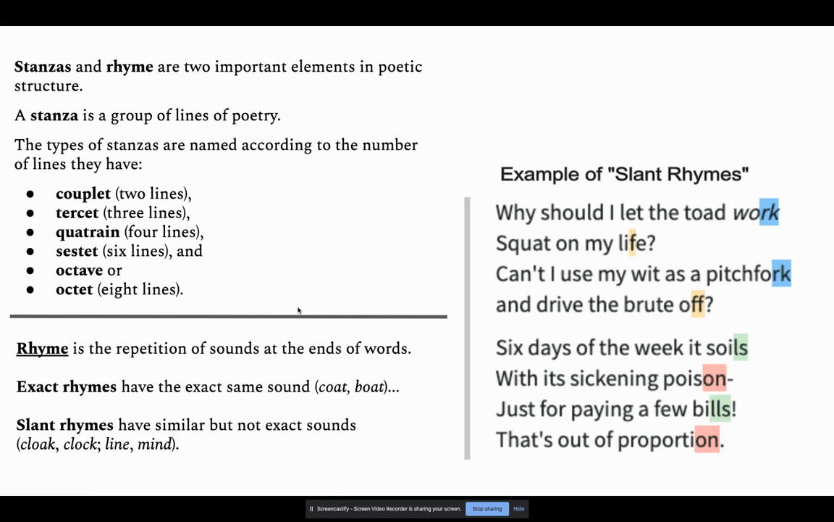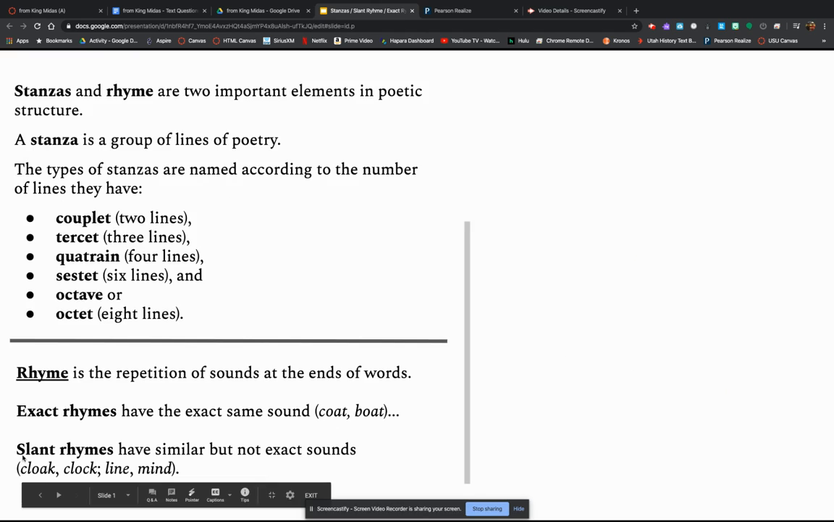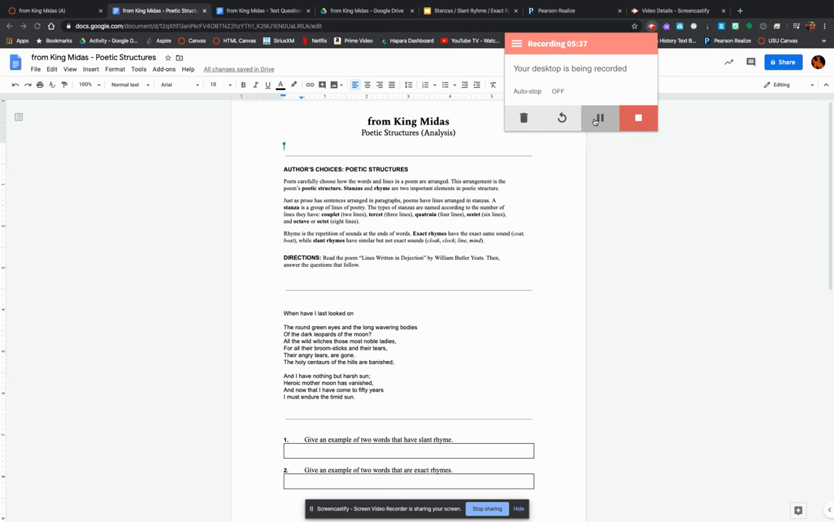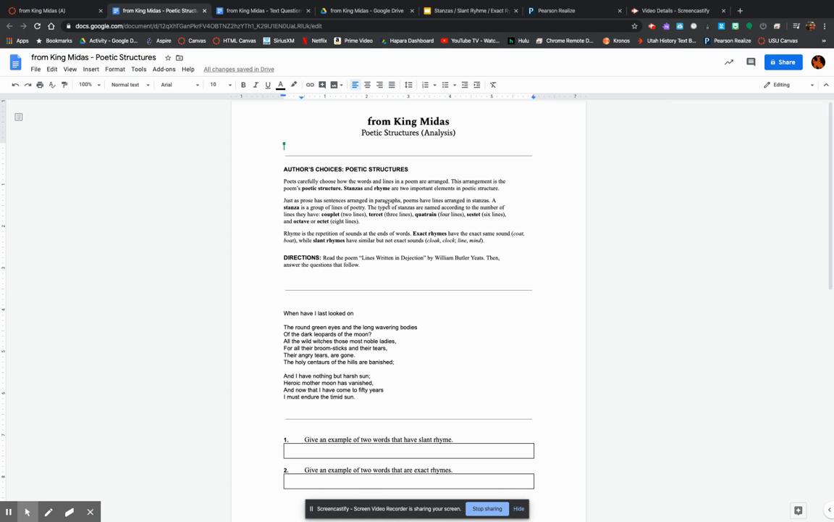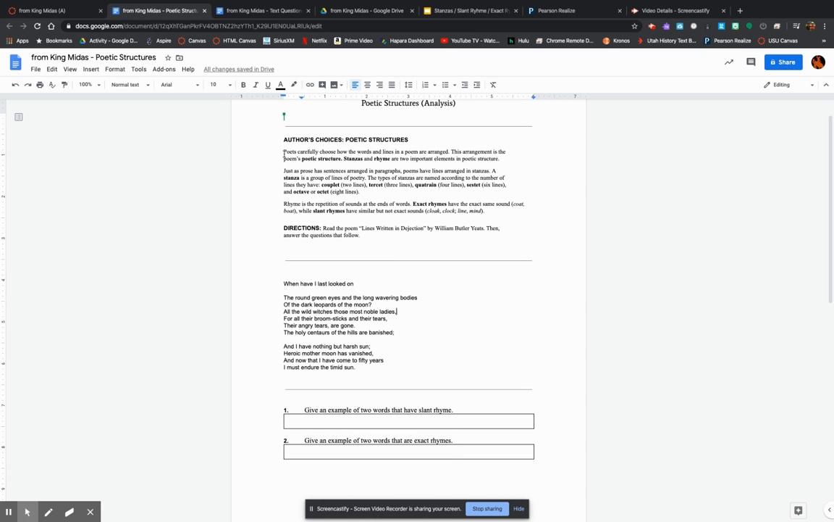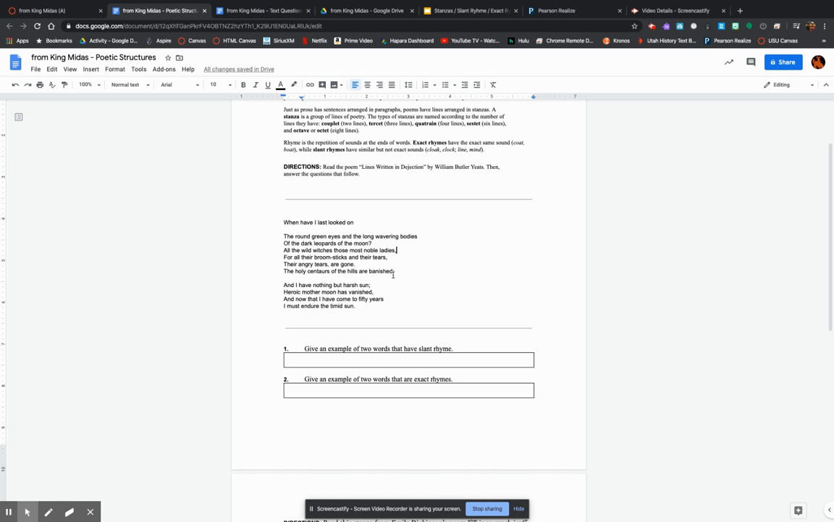Okay, let's talk about the assignment. This is the analysis assignment from King Midas. We're going to do some analysis of poetry. Fairly simple. Here are some instructions up here. It talks about the different types of stanzas and rhymes, basically what we just went over. Let's look at this poem right here. It asks us to read Lines Written in Dejection by William Butler Yeats, and then answer a couple of questions.